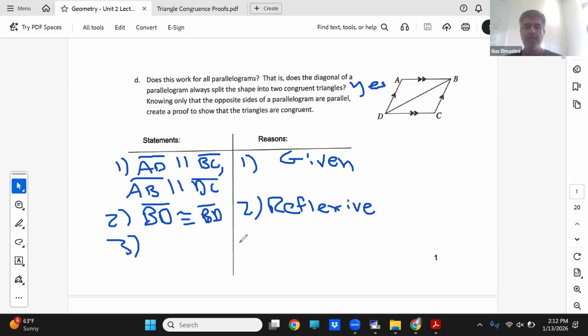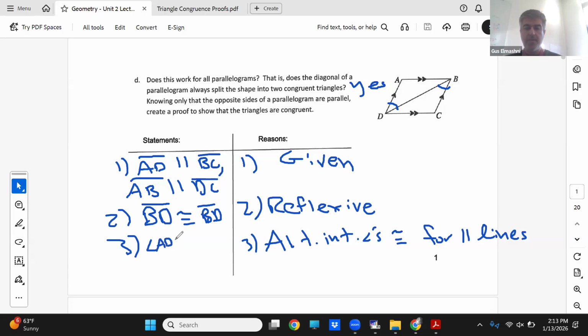And for number 3, if AD is parallel to BC, I know these angles are the same. And what's the reason for that again? Alternate interior angles, yep, you guys got it. We've done it a few times already. Alternate interior angles are congruent for parallel lines. And that's not the only pair. Angle ADB is congruent to angle CBD.